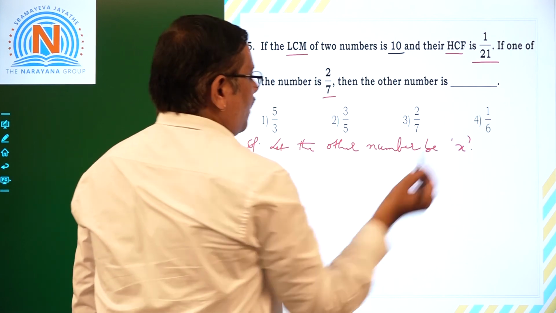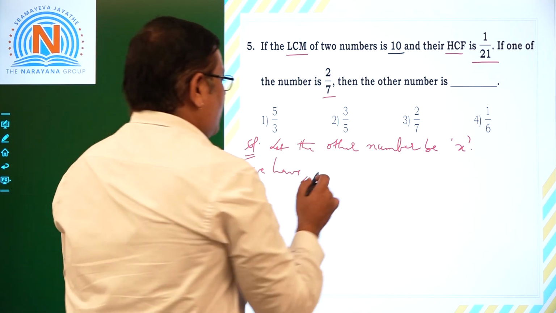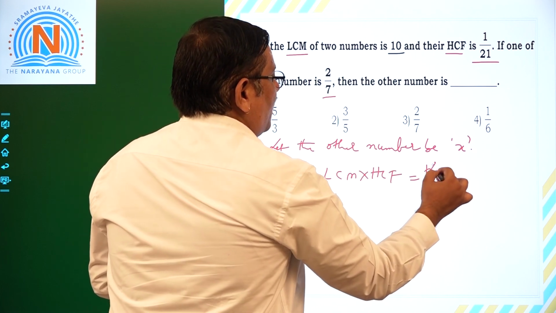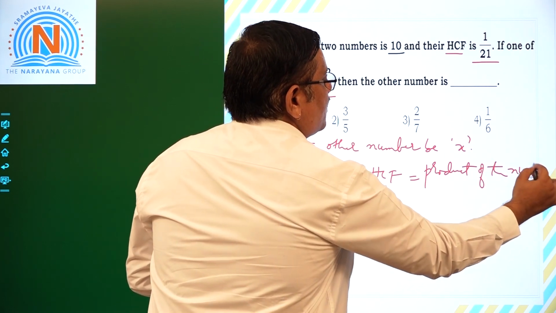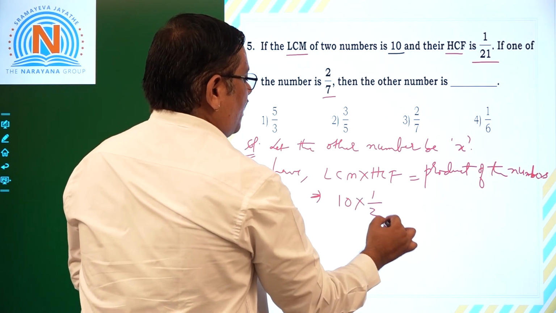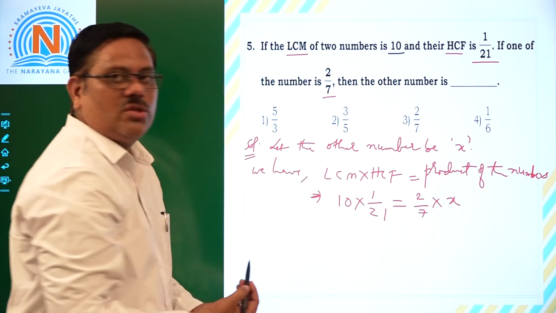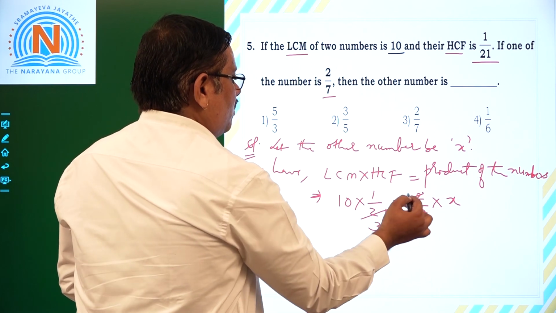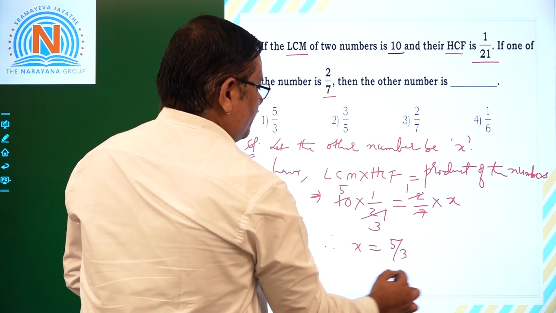x. Okay? So we have the relation between the numbers and LCM and HCF. What is that? LCM into HCF is equal to the product of the numbers. LCM here is 10, HCF is 1 by 21. That is the product of the numbers. One number is 2 by 7, the other number we don't know, we are assuming it as x. Now if you simplify, 21 3 times here, 2 1s are 2, 5s are. Therefore x will be 5 upon 3.